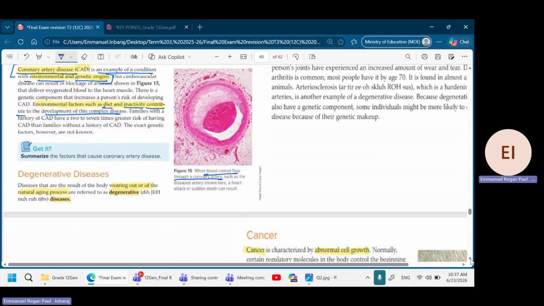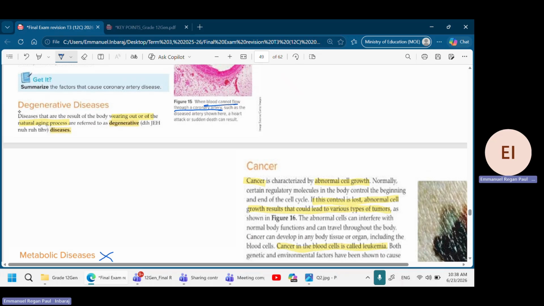Let's move on to the next one. The next one is called degenerative diseases. Degenerative disease is a result of the body wearing out or of the natural aging process. What is the meaning? That means when a person becomes old, like 60 or 70 years old, then they get some disorders. These disorders are called degenerative diseases.